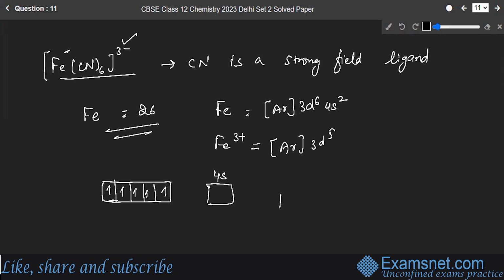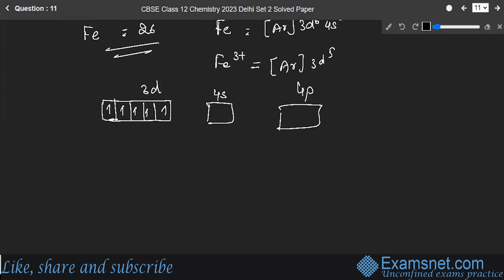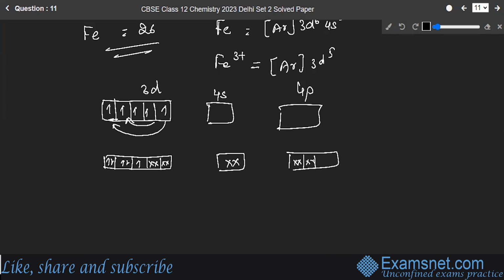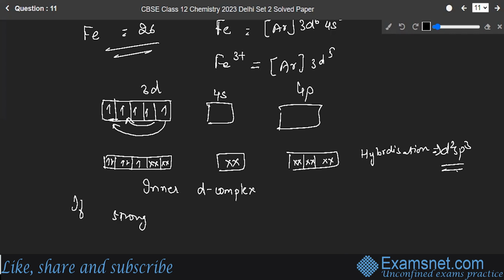And here is 4s and 4p. This is 3d. And now these electrons will be shifted like this, and these two will complete. So here the hybridization is d2sp3. This is inner d complex.